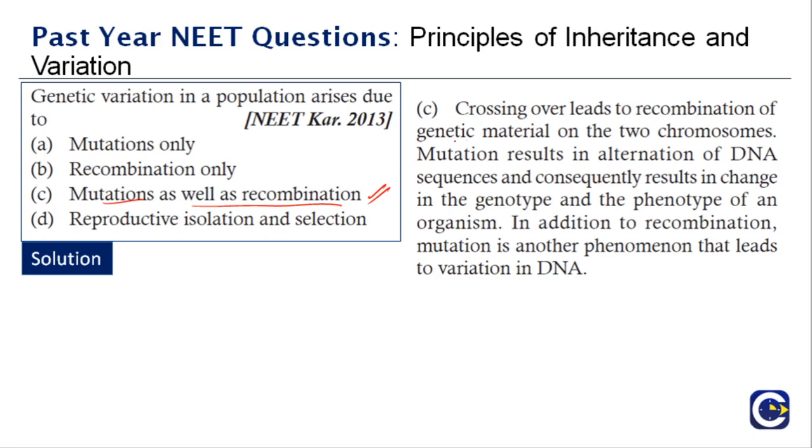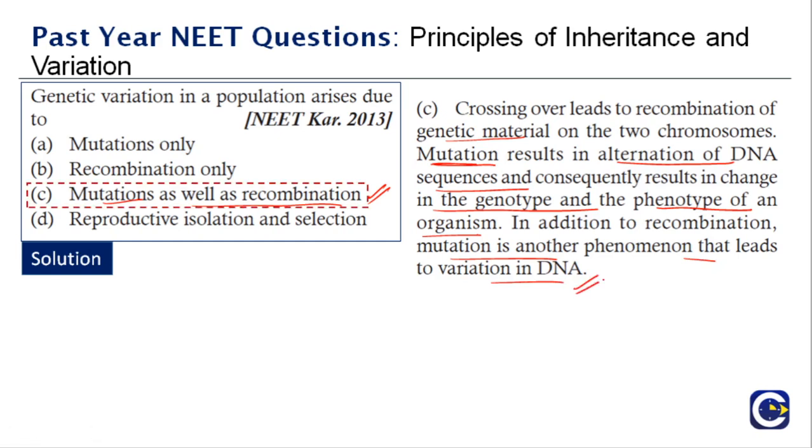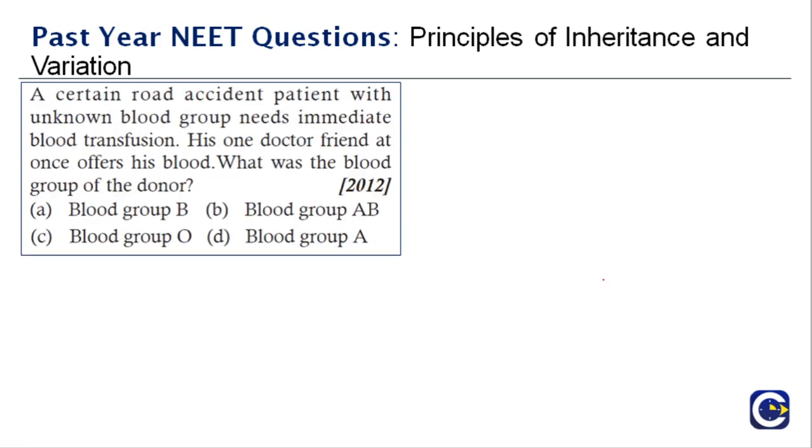Crossing over leads to recombination of genetic material on two chromosomes. Mutation results in alteration of DNA sequences and consequently results in change in genotype and phenotype of an organism. So in addition to recombination, mutation is another phenomenon that leads to variation in DNA. So the correct answer is C, mutations as well as recombination.